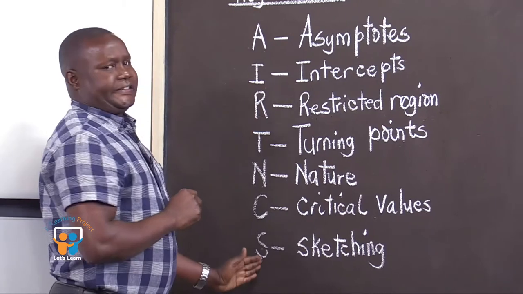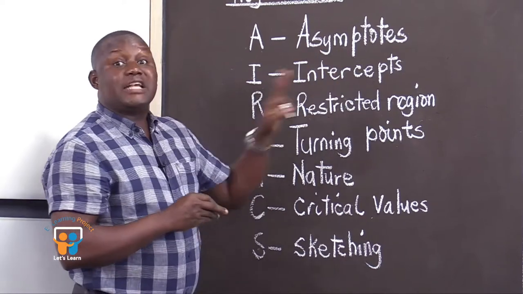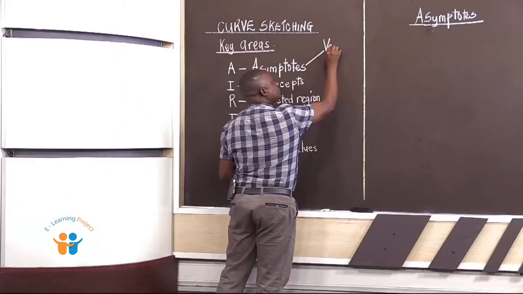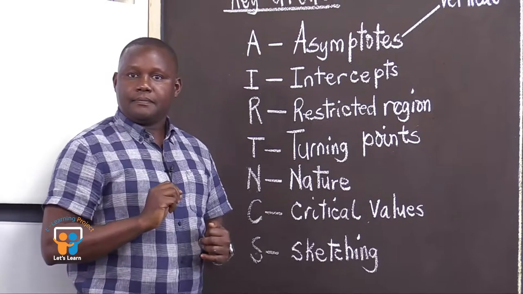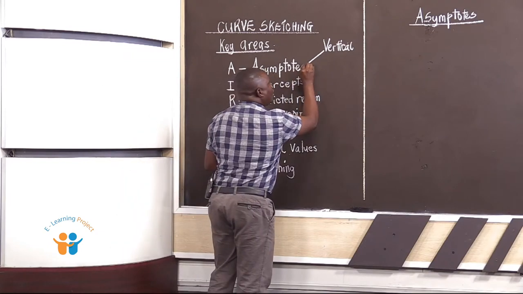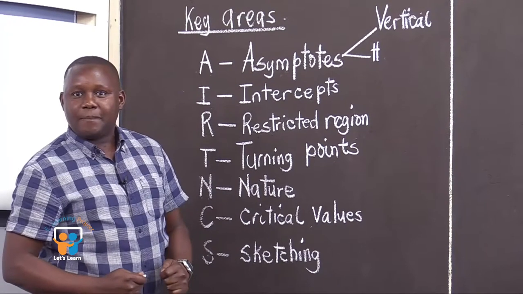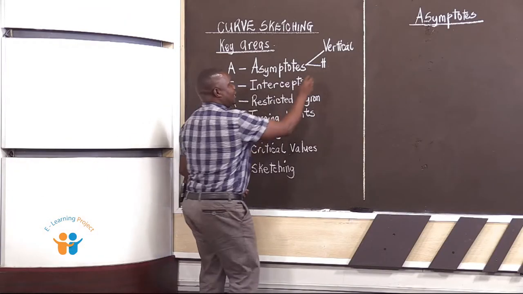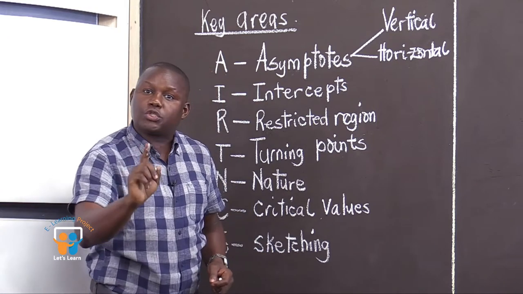In AIRTINKS, A stands for asymptotes. In this topic, there are three major types of asymptotes we are going to talk about. The first one is the vertical asymptotes. The next one under asymptotes is the horizontal. Of course, when we talk about something vertical, there is something horizontal. We write the word horizontal. We expect to get the horizontal asymptotes.